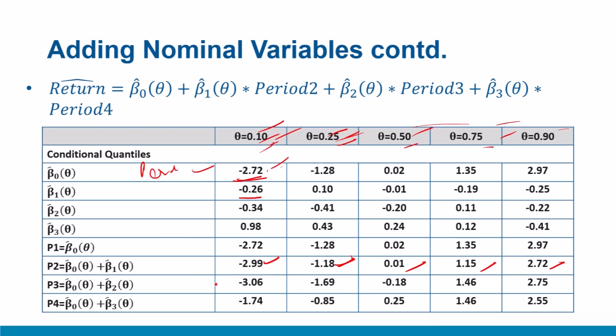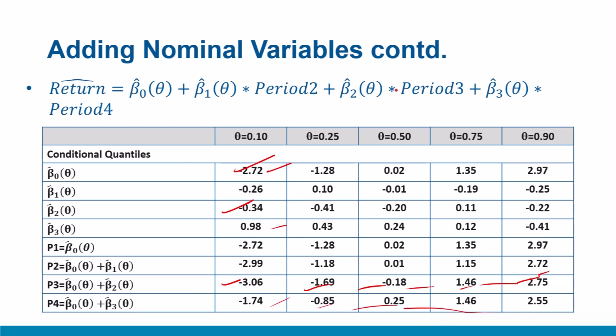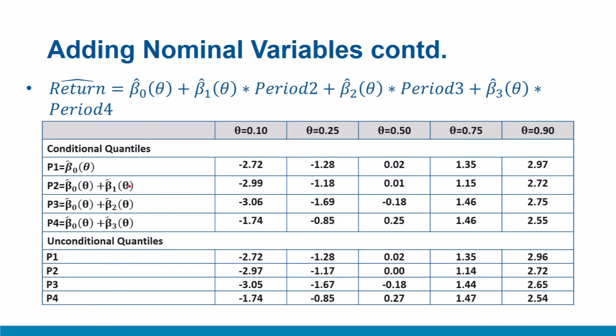Similarly, if you want period 3, you have to add this reference category to beta 2 to get period 3 for each of the quantiles. Similarly, if you add the reference category to beta 3, you'll get the final period. So you can get conditional quantiles like this.